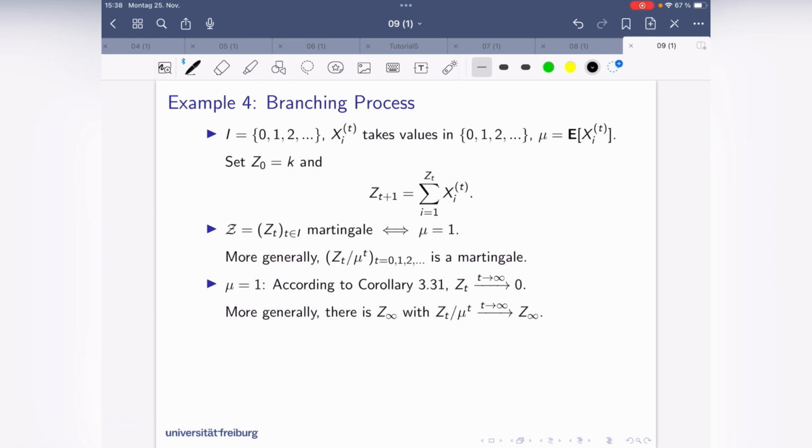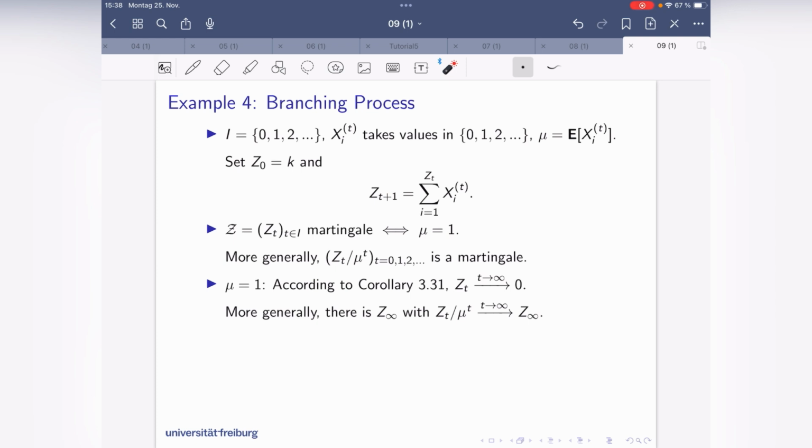Examples. Branching processes are a nice source of martingales which converge, as we'll just see. We had this branching process. Here Z_{t+1} equals the sum over i from 1 to Z_t of X_{i,t}. So X_{i,t} is the number of offspring of the individual i in generation t, which then live in generation t plus 1. We already computed that Z is a martingale if and only if the expectation of one of these X's is 1.